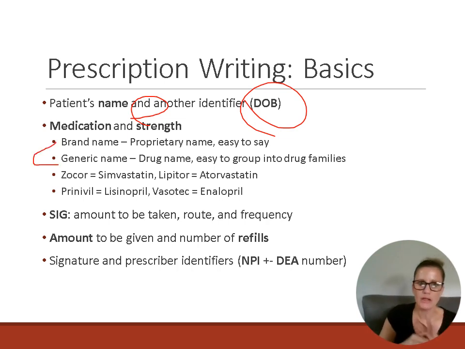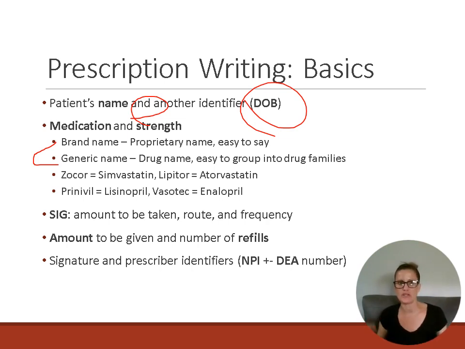Medicines have 2 names. The brand name is usually the easy to say name that's given to them by the manufacturer. The generic name is the drug name, usually that weird, hard to say name. But the drug names typically make drugs easier to group. So, for example, ACE inhibitors all have drug names that end in pril. So, lisinopril, enalapril, captopril, those are the drug names.